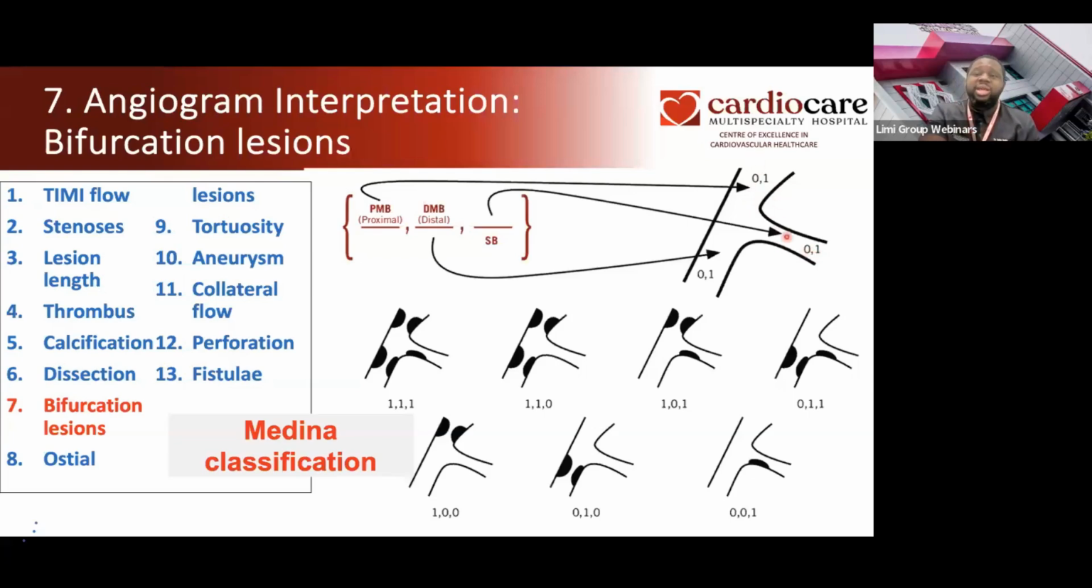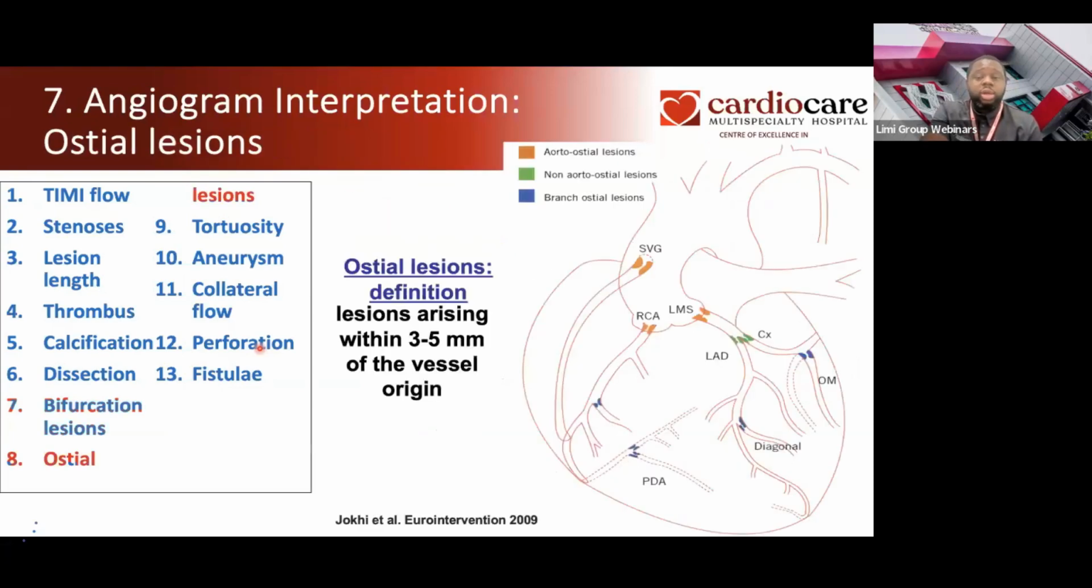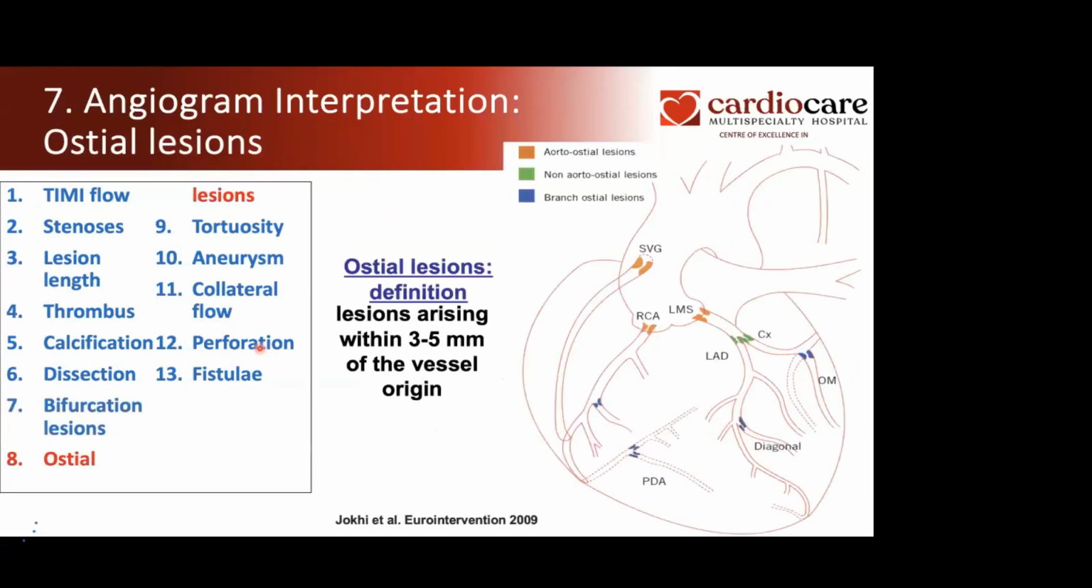Any lesion that is happening within 2 mm of this bifurcation is considered part of the bifurcation. So you can see that. If it happens in all three, 1, 1, 1. If it is happening only in proximal and distal, we call it 1, 1, and 0 for the side branch. So this is the Medina classification. It's the most widely used. There are several other classifications that have been proposed and published, but the Medina classification is the most widely used of all the classifications.